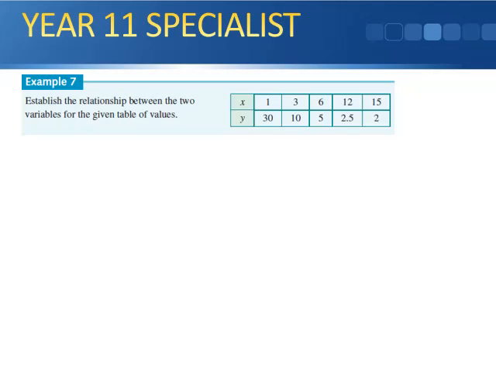Example 7. Establish the relationship between the two variables for the given table of values. Now if we look at this one, as x increases, y is decreasing. So this is going to be inversely proportional. So I end up getting y is inversely proportional to 1 divided by x to the power of n. Again, I don't know what that n is, and therefore I get y equals k divided by x to the power of n.